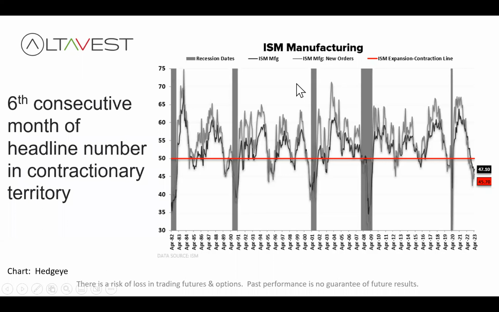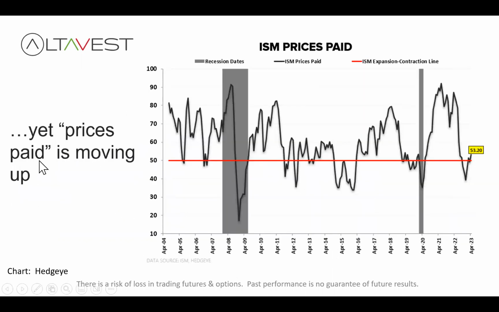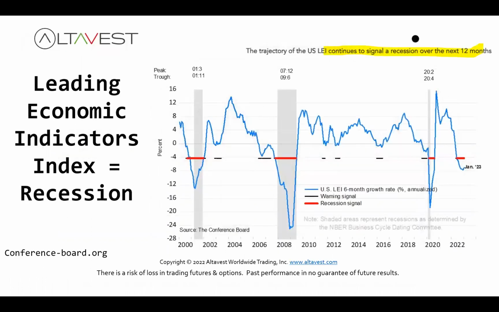Here's the manufacturing data. Just the sixth consecutive month that the headline number is in contraction territory below 50. So you have economic decline, but at the same time, you have the prices paid component moving higher. So you have an inflationary component. That's called stagflation. So we're in a real tough spot here, folks, economically. Leading economic indicator index is signaling recession over the next 12 months. You can see here these gray areas with the red bar. That's your recession signal. Another one here. You can see here in 2020 with the pandemic, of course, and now we're getting another signal. So we're probably, well, we are already in recession.